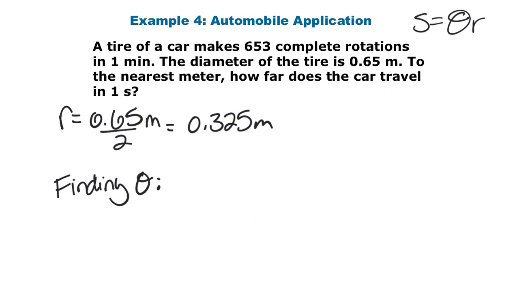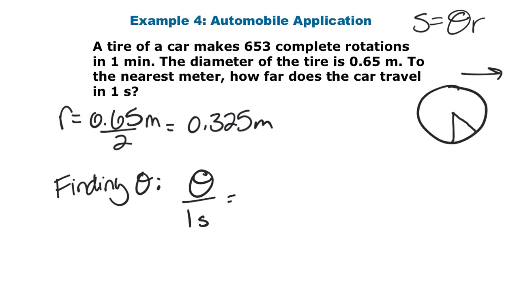We're going to use proportions here. We want to find how many radians it goes in 1 second. So think of it this way. If this is our tire and it's rolling in this direction, we want to know how much of the tire right here is touching the ground in 1 second. So we need to figure out this angle, and that's our theta.